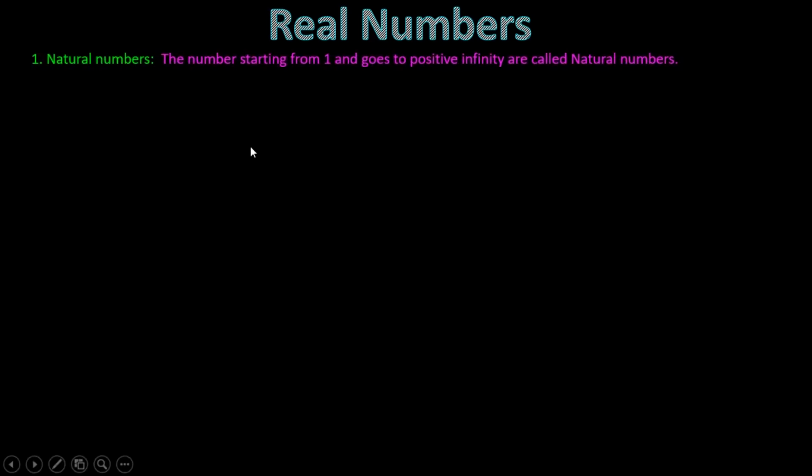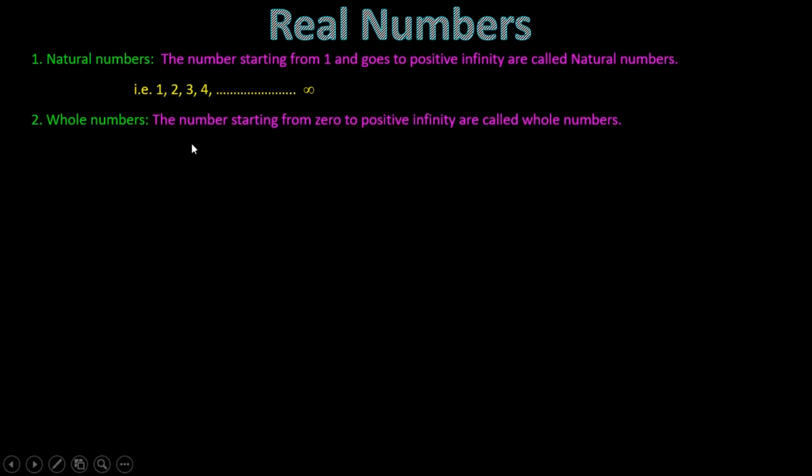Natural numbers are numbers starting from 1 and going to positive infinity. It means the numbers we are using in counting are from 1, 2, 3, 4 and so on, like millions, trillions, up to where you will count. All the numbers starting from 1 are called the natural numbers. After that we will see the whole numbers.